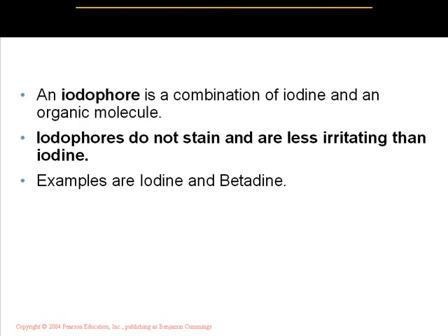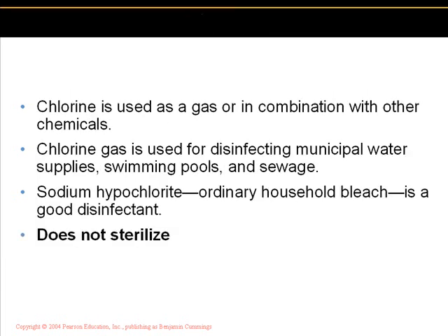So the other substance that you'll see used clinically would be iodophores. You see iodophores used a lot in gauze type preparations. Different types of sterilized gauze have been soaked in iodophore solutions. This is a combination of iodine and another organic molecule. Iodophores don't stain, and they are somewhat less irritating than iodine, but they can be irritating. Examples of these are Betadine. These are forms of iodophores.